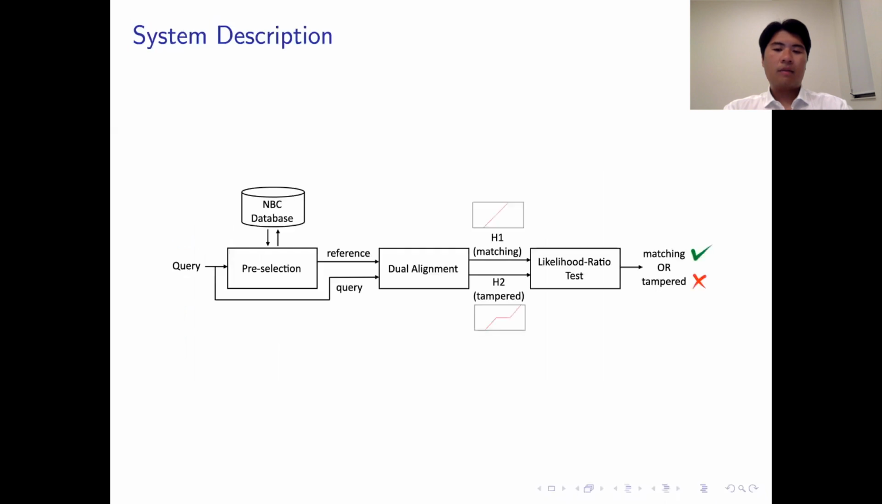Here's a block diagram of our approach. At the left is the query input, which is a short viral audio clip that we would like to verify. The system has three main steps: pre-selection, dual alignment, and likelihood ratio test. We will explain these steps in the next few slides.